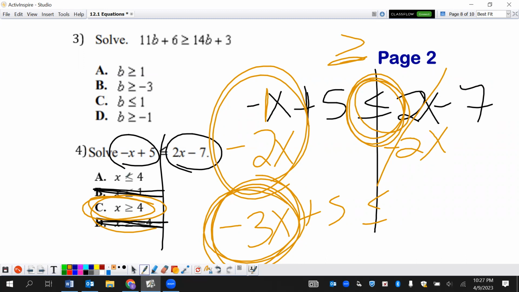Not always are you going to have two answers with the number, but if you do, just check to make sure if you need to flip the symbol or not.